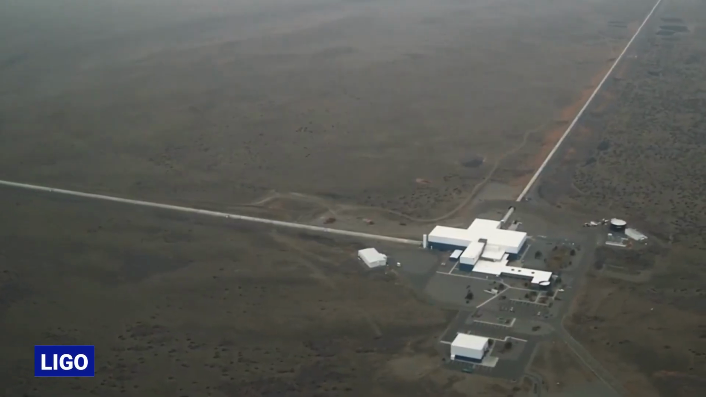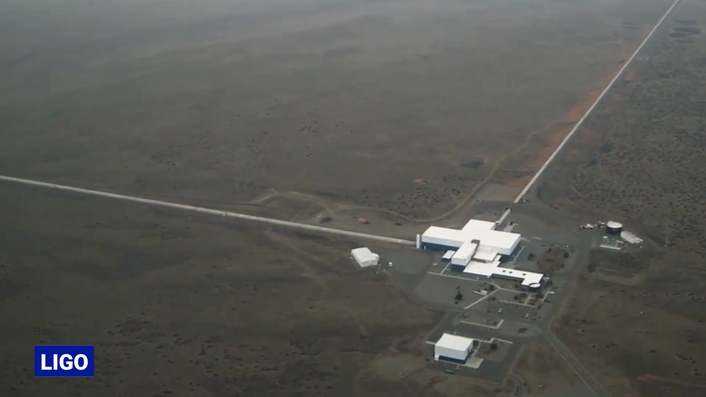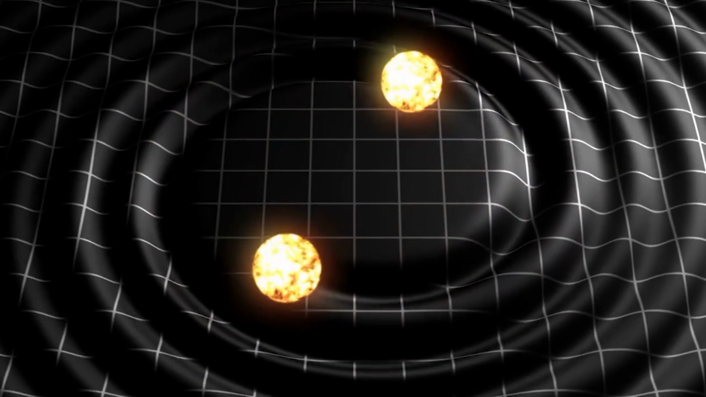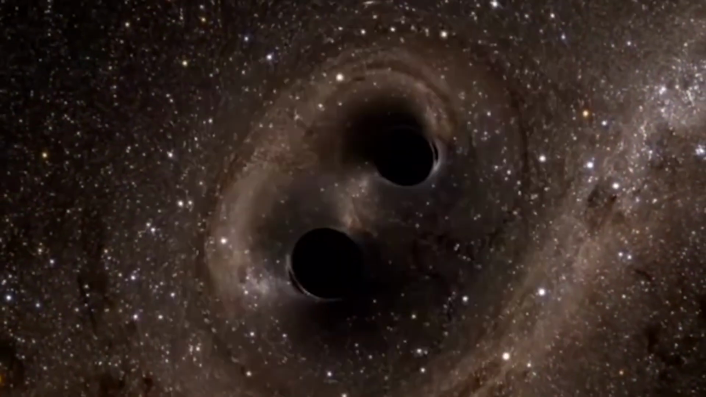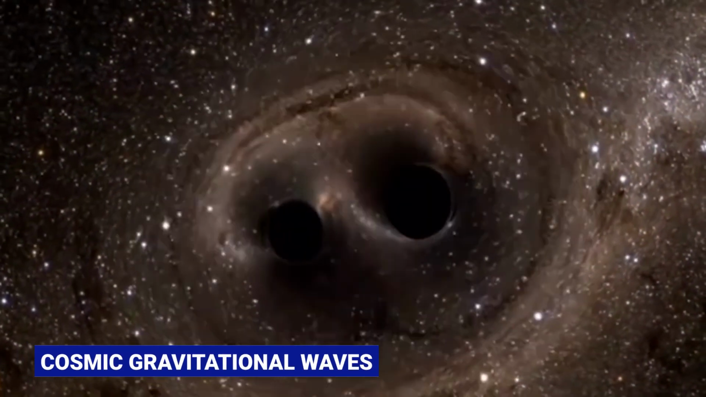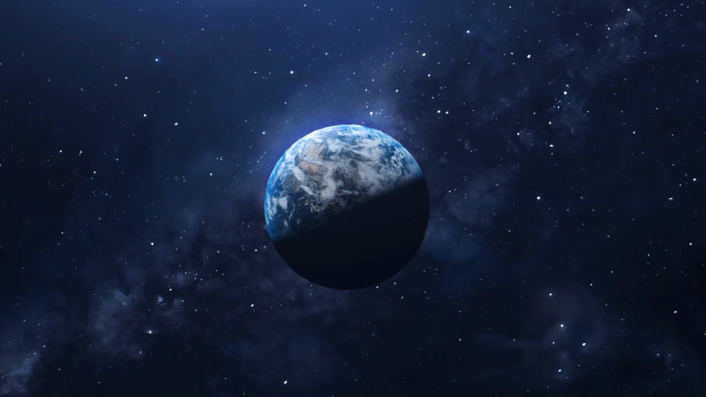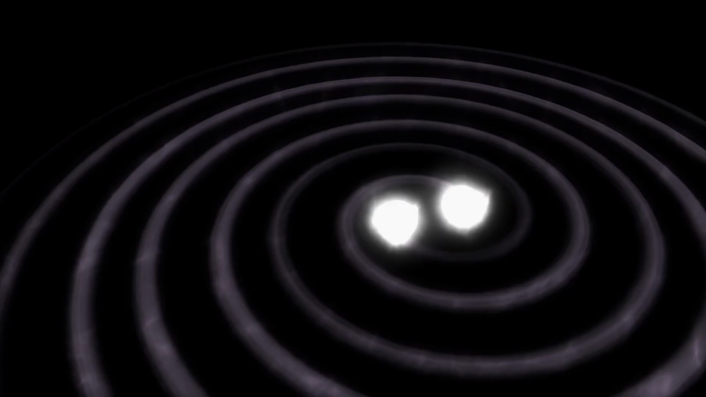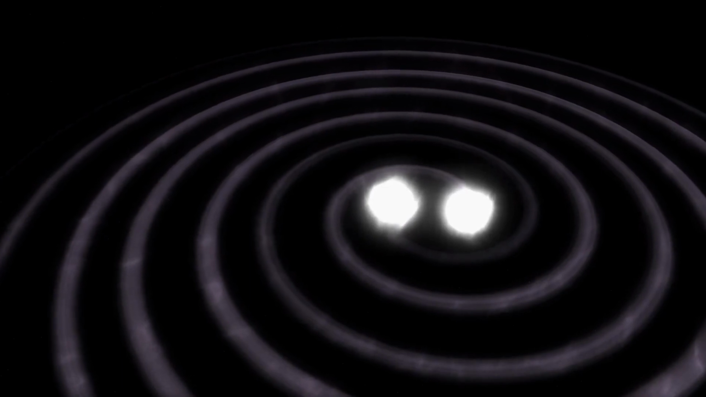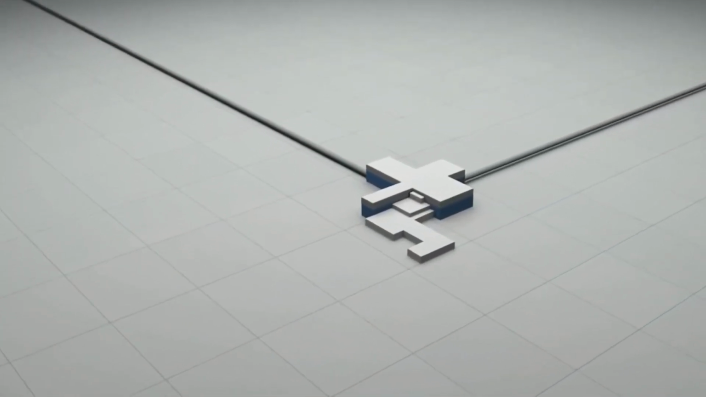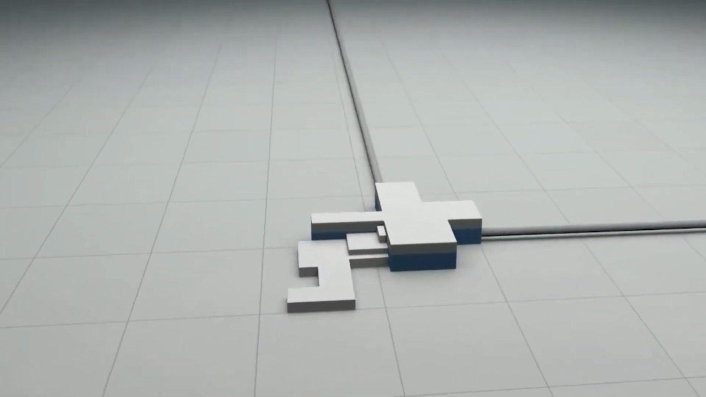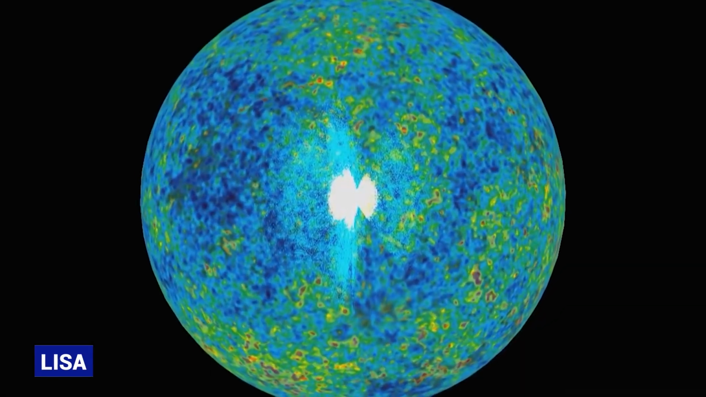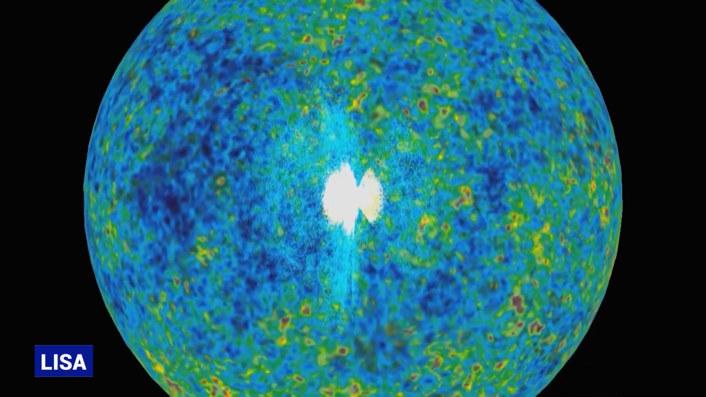LIGO is an abbreviation for the Laser Interferometer Gravitational Wave Observatory, which is a large-scale physics experiment and observatory designed to detect cosmic gravitational waves and to develop gravitational wave observations as an astronomical tool. It is possible that the waves will be detected by the European Space-Based Gravitational Wave Observatory, LISA, or seen in future experiments measuring the cosmic microwave background.